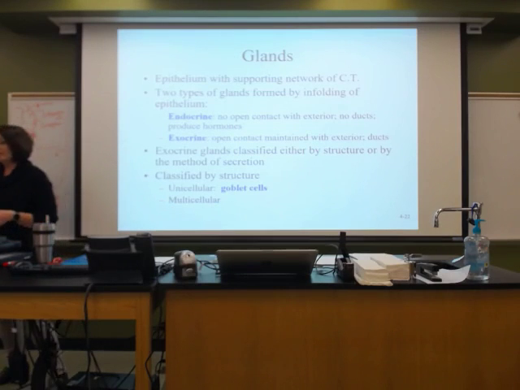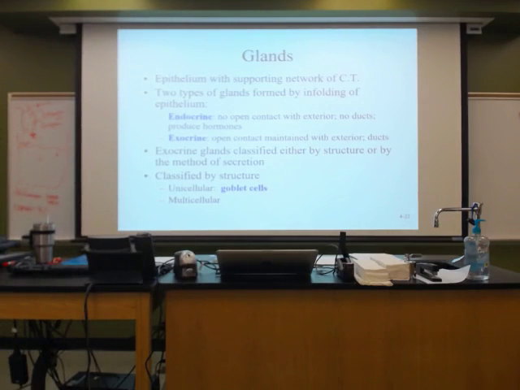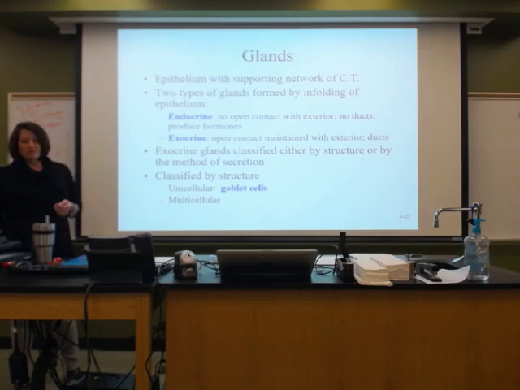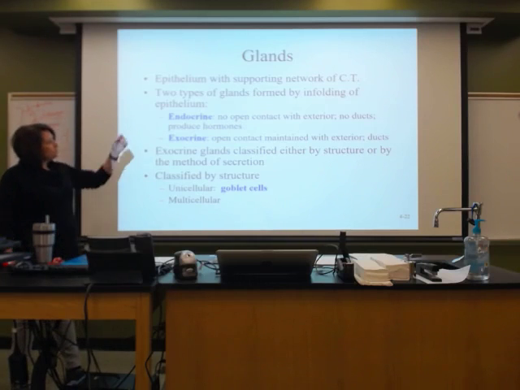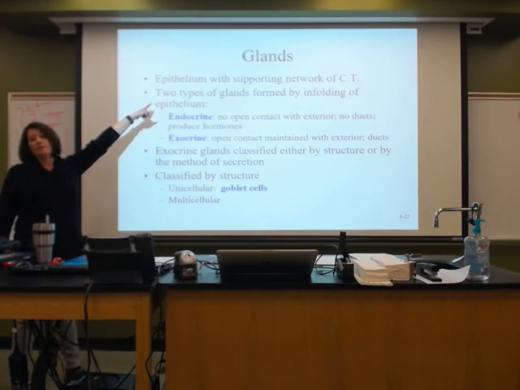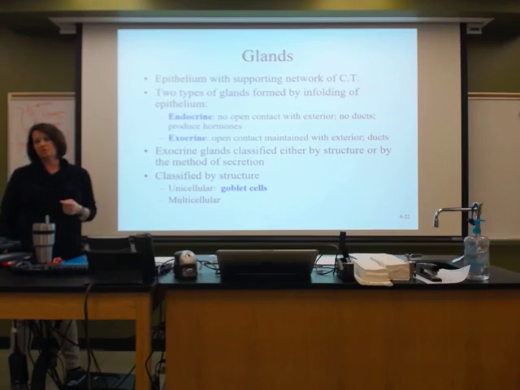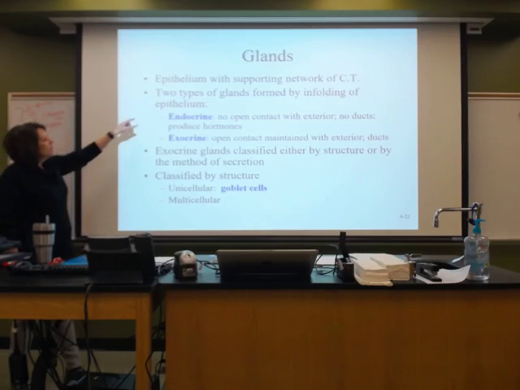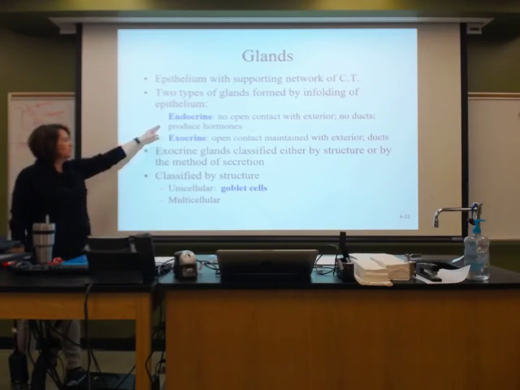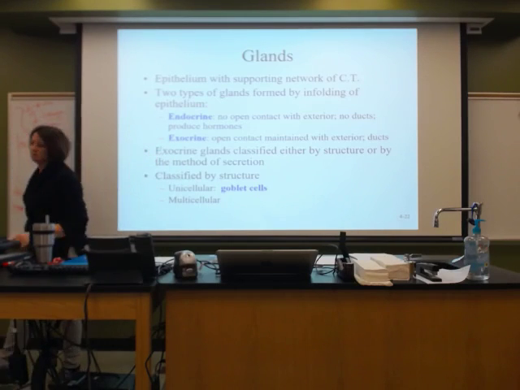Now, under the epithelial tissue, another part that it forms are glands. And glands get a little bit interesting. They're going to be epithelial tissue with some connective tissue that we haven't talked about yet. Okay? The two types, endocrine, exocrine.